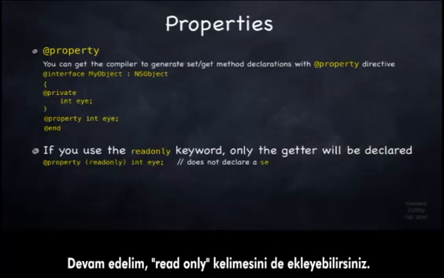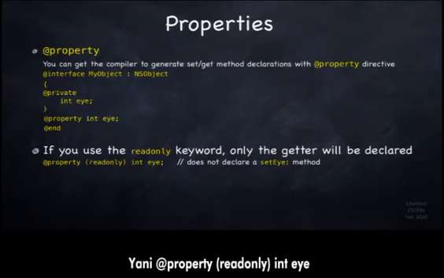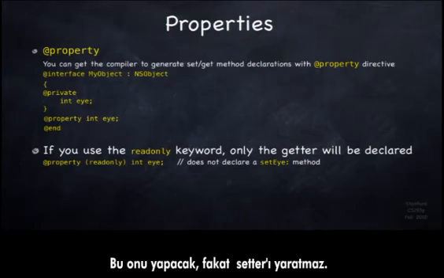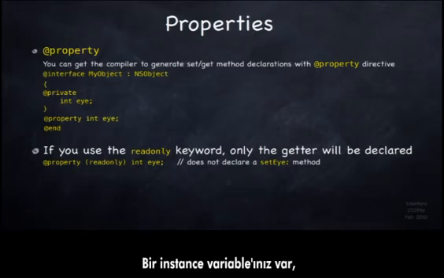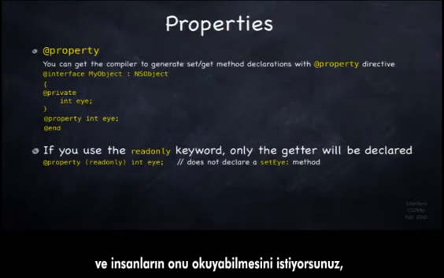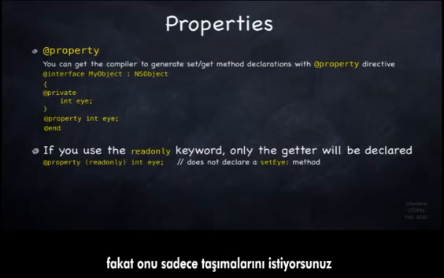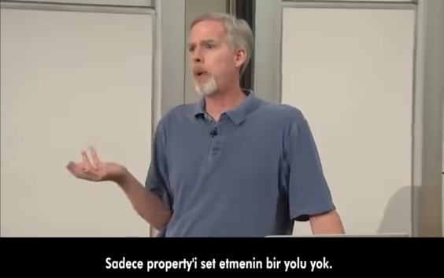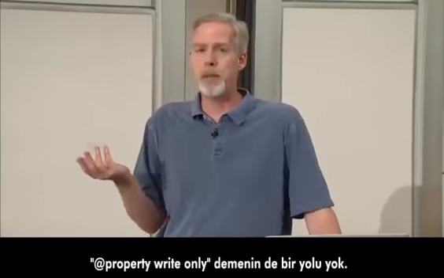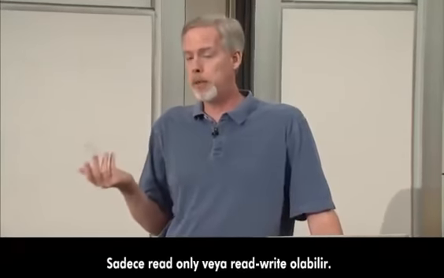So you can also throw in the keyword read-only. So @property read-only int I. That'll make it so that it doesn't create the setter. So that's a read-only property. You can only get it. That's very common, right? You have an instance variable. You want people to be able to read it, but you don't want them mucking with it. You just want them to be able to see what it is. There's no way to have a set-only property, basically. There's no way to say @property write-only. It's read-only or read-write.